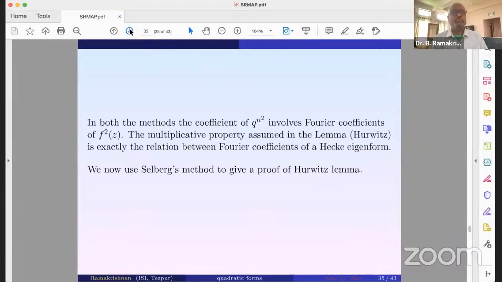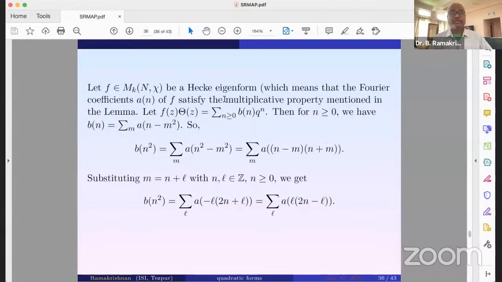it will be easily proved. So take f a Hecke eigenform, which means that the Fourier coefficients satisfy the multiplicative property mentioned in the lemma, and consider f times theta of z, which is the sum of b of n q power n, and then you write b of n as the sum of a of n minus m square, where m runs over integers. Then b of n square is the summation of a of n square minus m square.